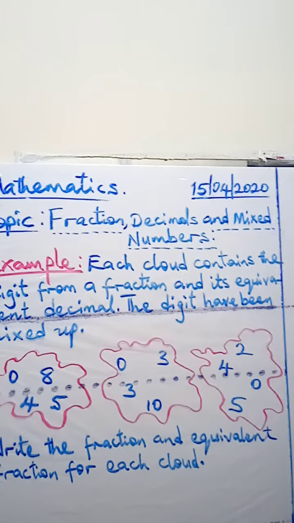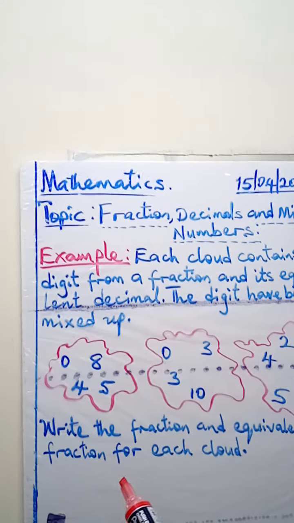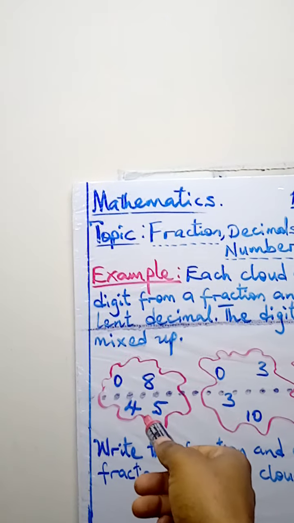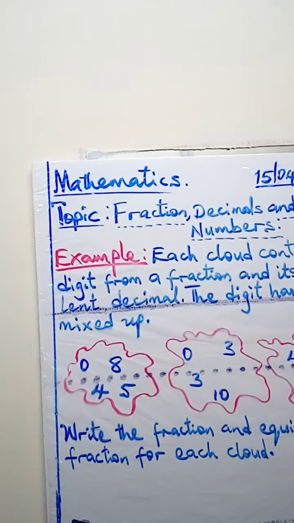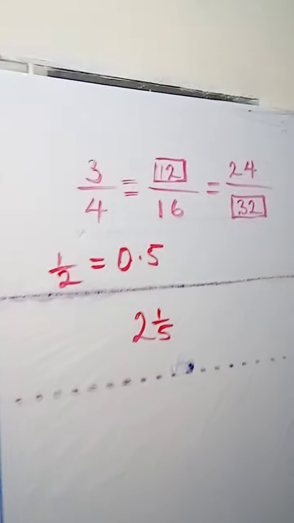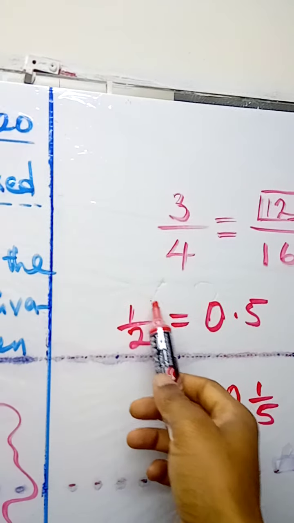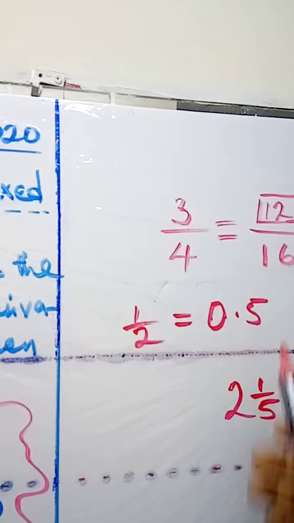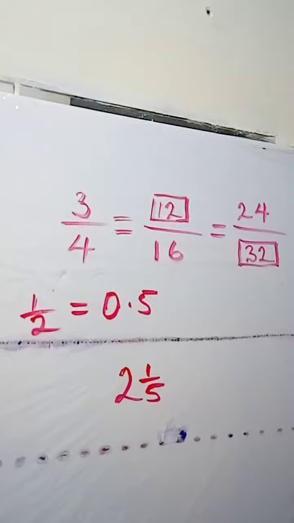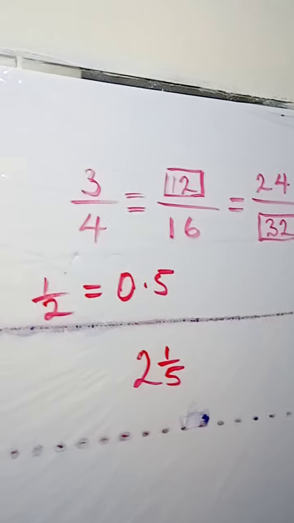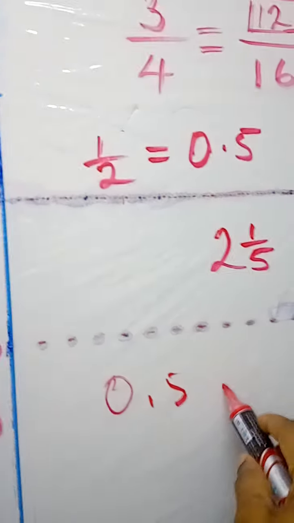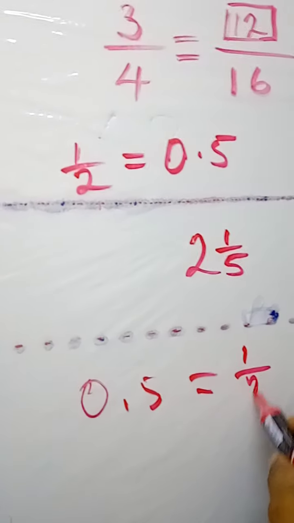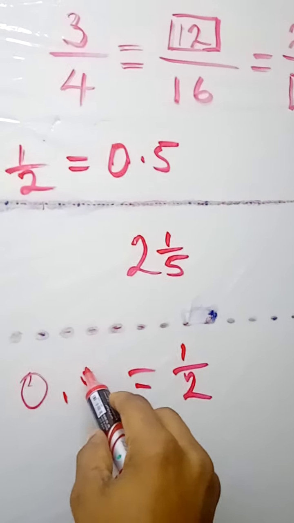All right. What does this question want us to do? Write a fraction here and write the equivalent in decimal. For example, we say that 1 over 2 is equal to 0.5. We can also say that 0.5 is equal to 1 over 2. How did we get that 0.5 is equal to 1 over 2?